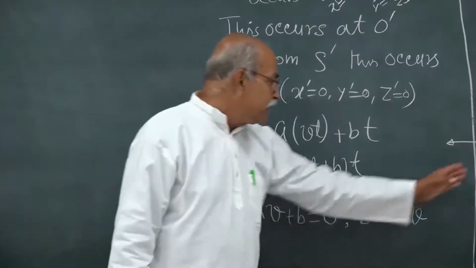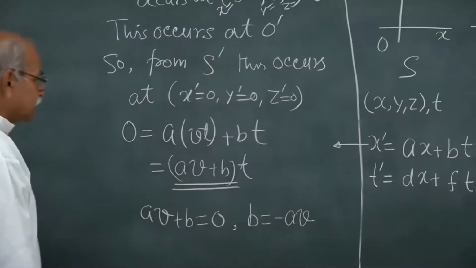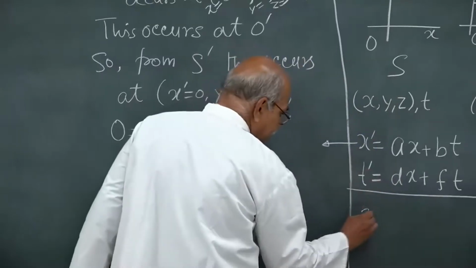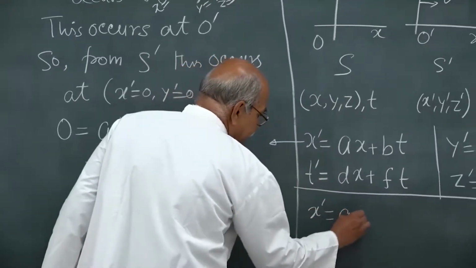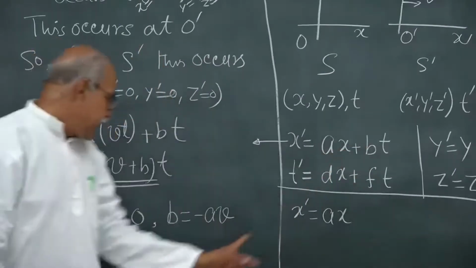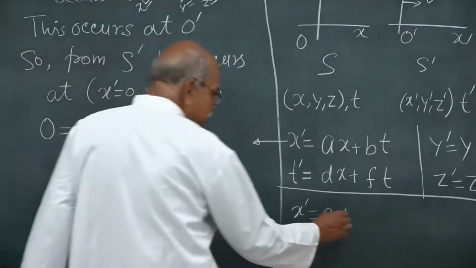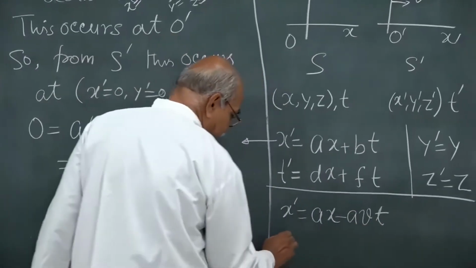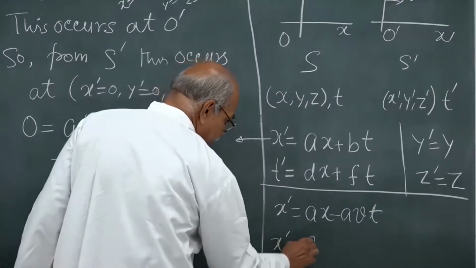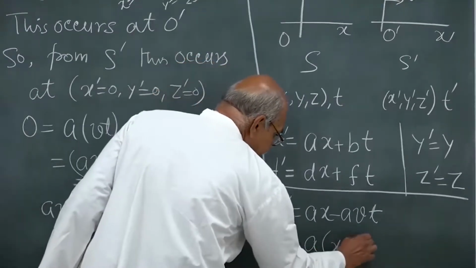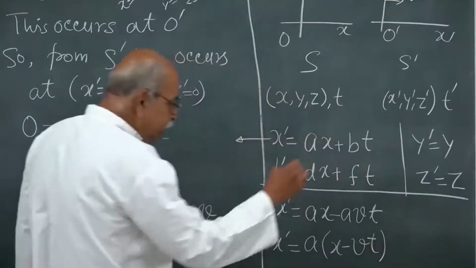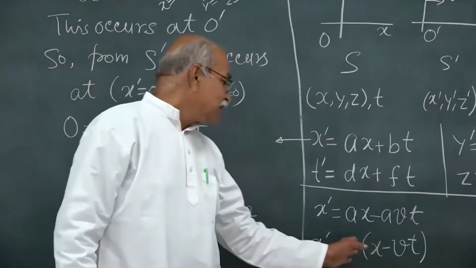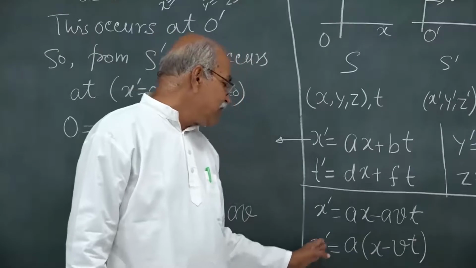So, let me put it here. What do I get? x prime is equal to ax plus bt and b is minus av. So, minus av into t, and therefore, x prime is equal to ax minus vt. So, x and t will come in this combination, some constant into (x minus vt), that will be x prime.